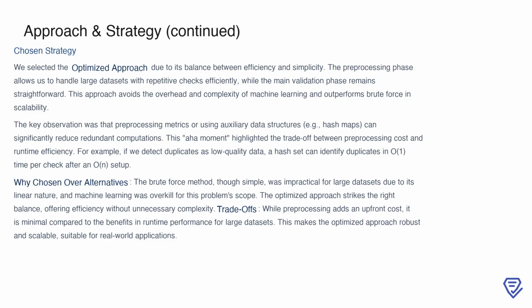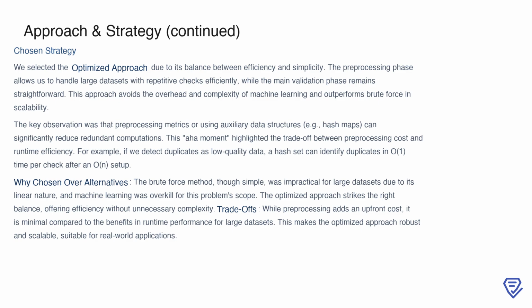The pivotal insight here was recognizing that pre-processing metrics or utilizing auxiliary data structures, such as hash maps, can significantly minimize redundant computations. For example, detecting duplicates as low-quality data becomes much faster when a hash set is used, allowing us to identify duplicates in O(1) time after an O(n) pre-processing setup.